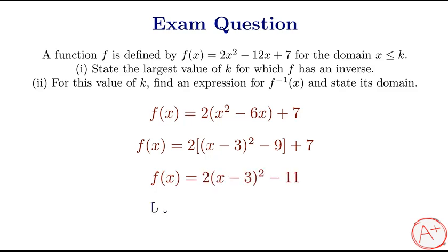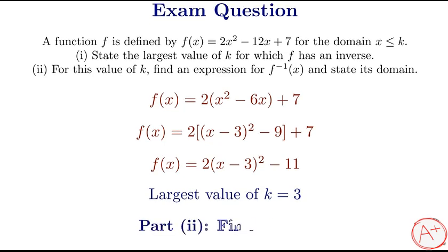A quadratic is one-to-one only on one side of its line of symmetry. Since our domain is x is less than or equal to k, we must stay to the left of the vertex. Therefore, the largest possible value for k is 3.